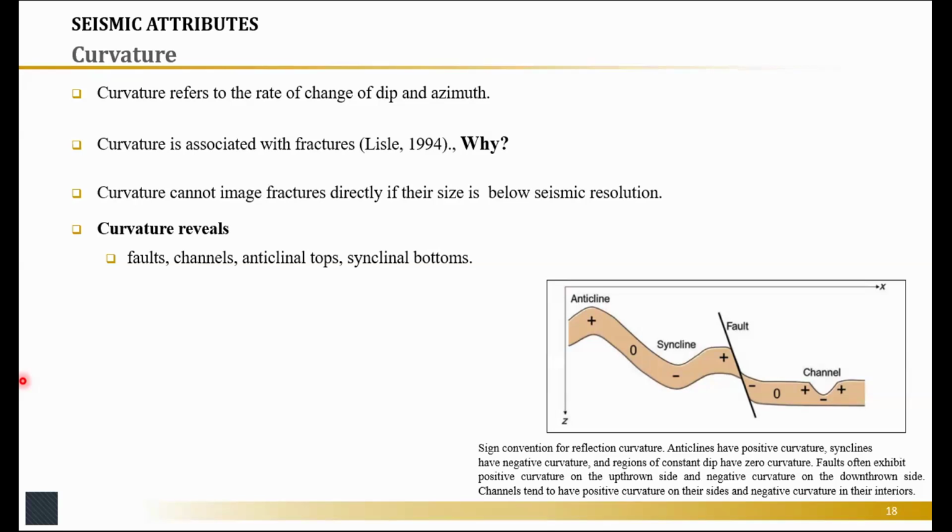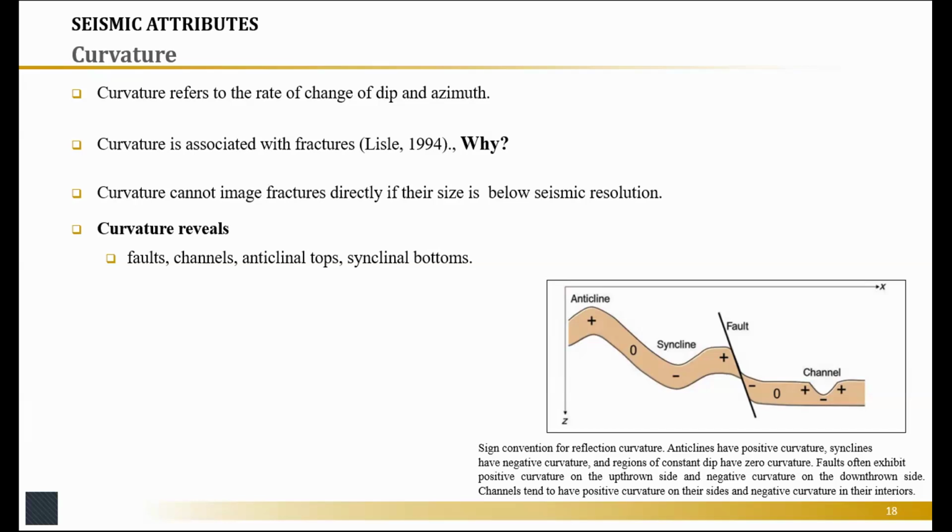We can consider that it does not indicate whether the fracture exists or not. As we said, it is a geological possibility to have fractures at these locations, but a strong curvature does not indicate that you have fractures developed in those areas or zones.